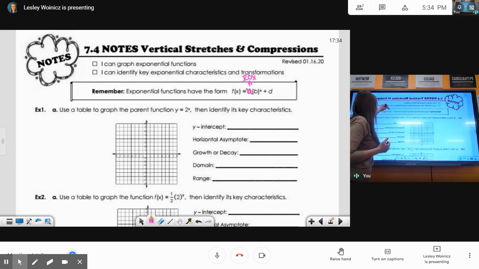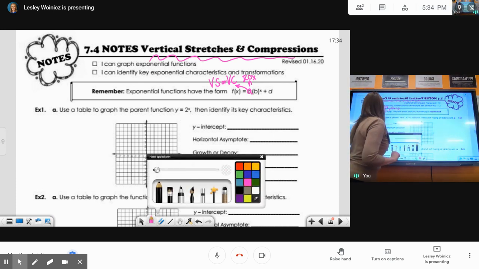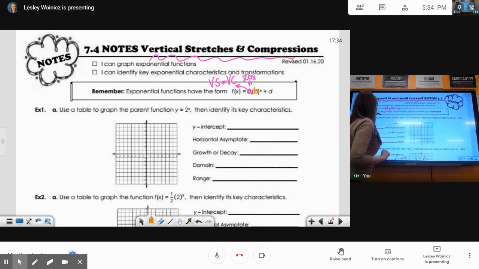And then the other thing that you might remember from unit 5 is that our A value is in charge of vertical stretching and vertical compressing, which incidentally is the name of these notes. So what do you think we're going to do today? The base is what is raised to the power, and the base is in charge of growth or decay. And lastly, we have our D at the very end that's being added on, and this drives whether or not we have a shift up or down.